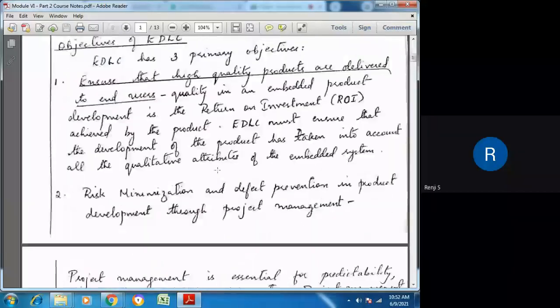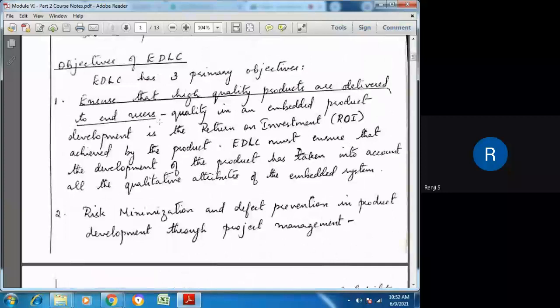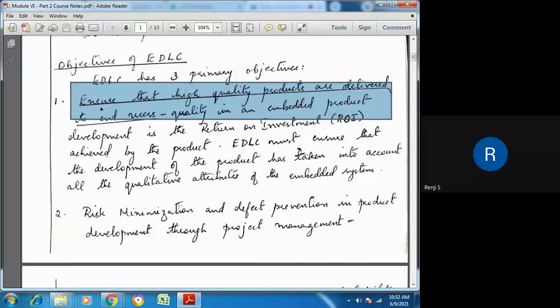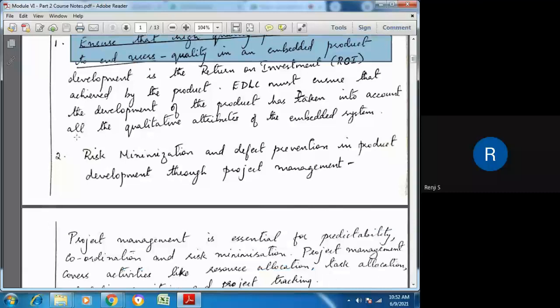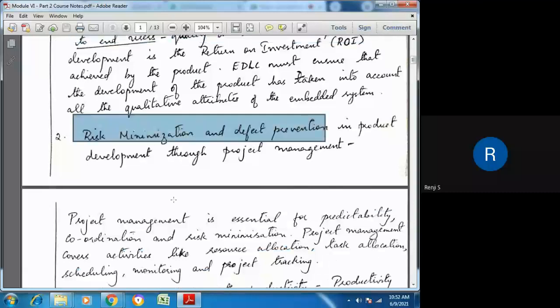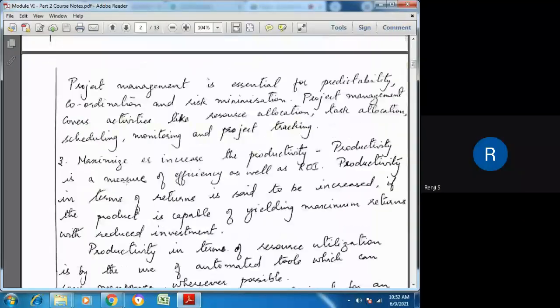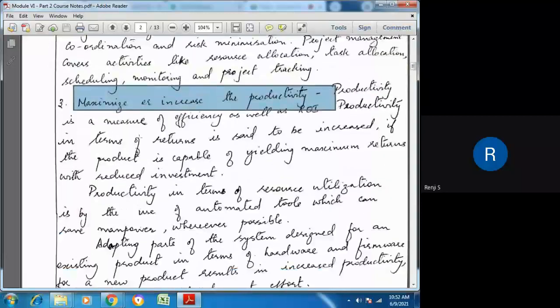So the three objectives, once again. First is to ensure the development of high quality products. That is our first objective of EDLC, to ensure that high quality products are delivered to end users. Second objective of EDLC is risk minimization and defect prevention. Third objective of EDLC is to maximize or increase productivity. So these are the three objectives of EDLC, and in these paragraphs, we are discussing how they can be achieved.